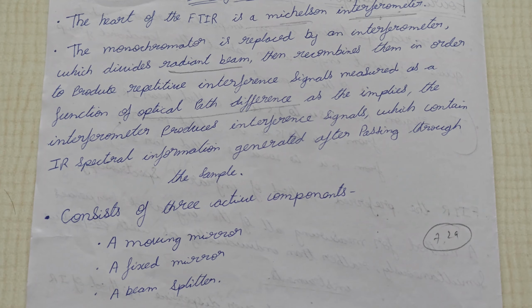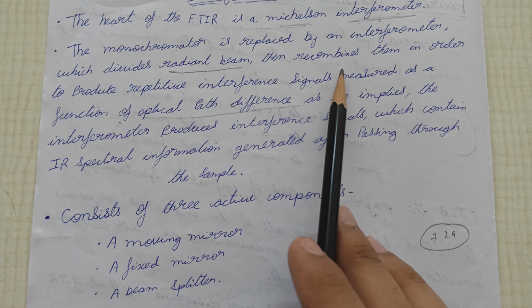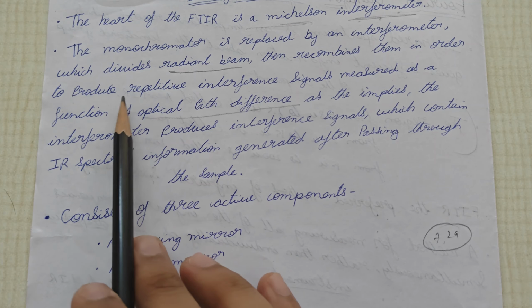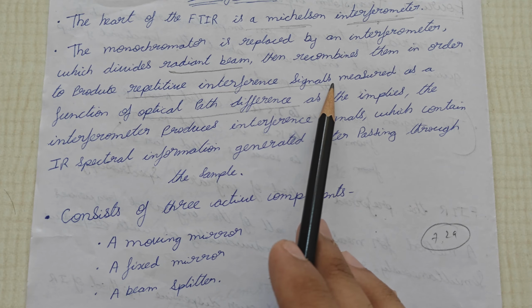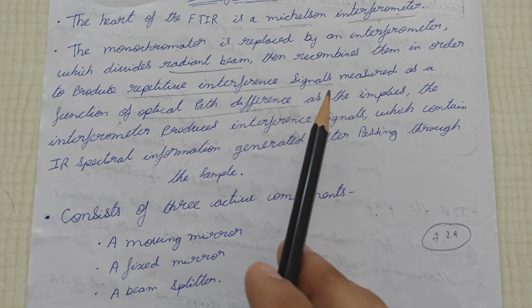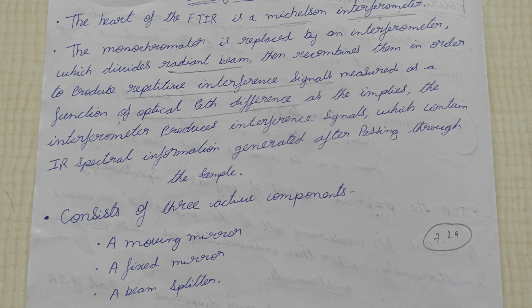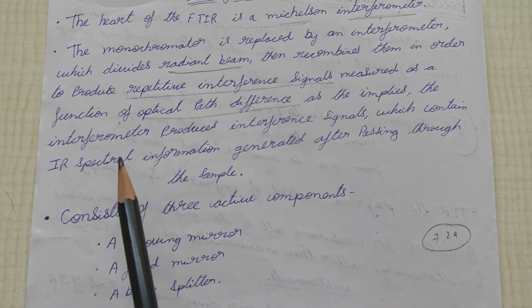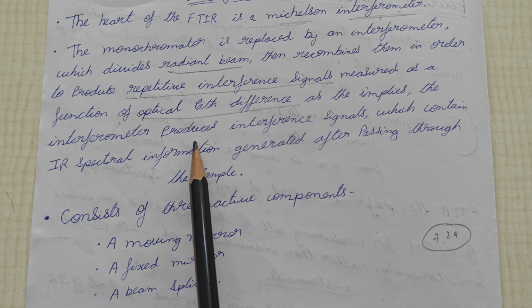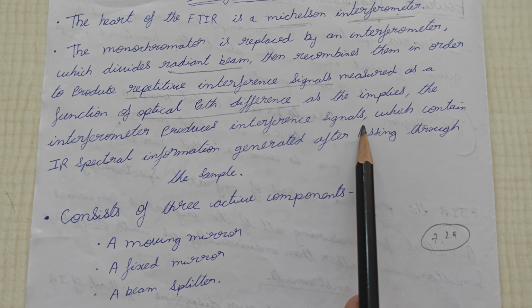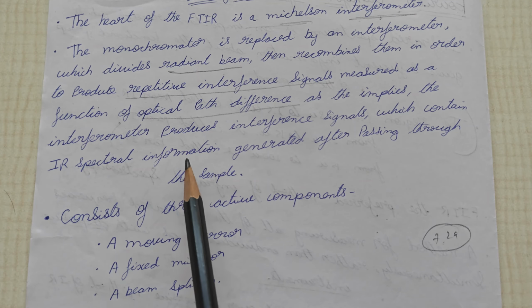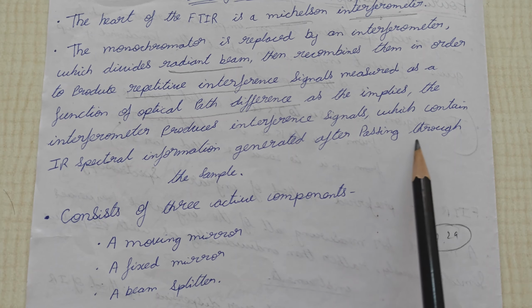The light is recombined and reflected back in order to produce repetitive interferogram signals, measured as an optical path difference. This is the main advantage. Firstly, it divides and recombines the radiant source. The interferometer produces interference signals which contain IR spectral information generated after passing through the sample.